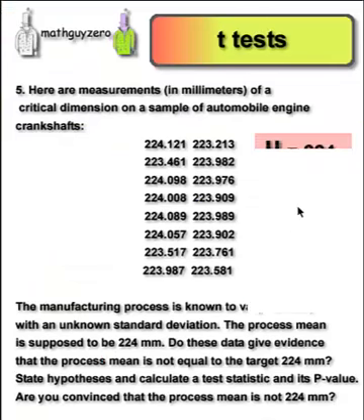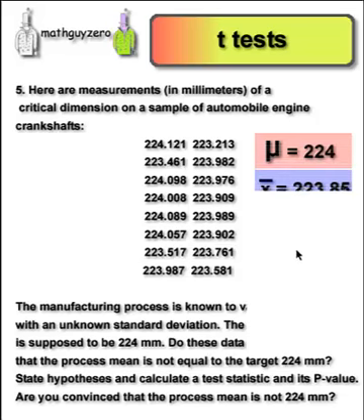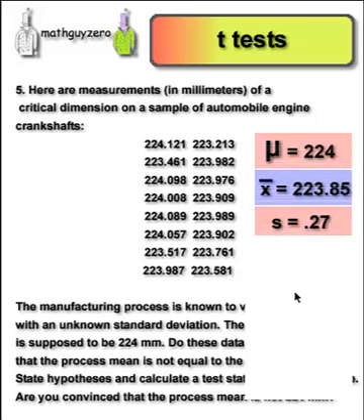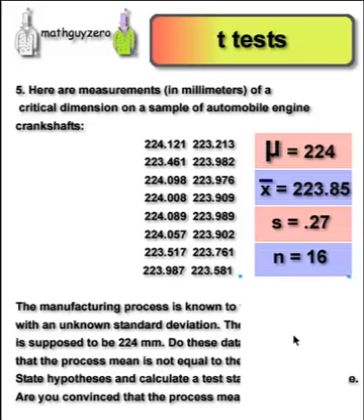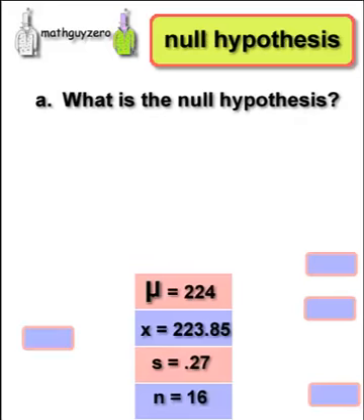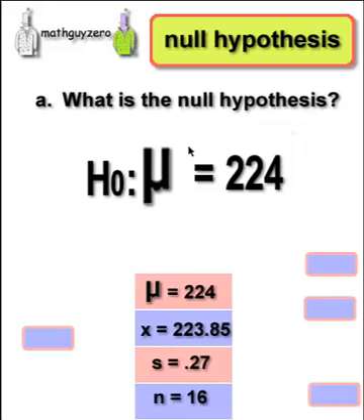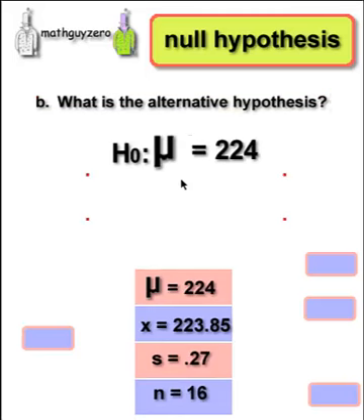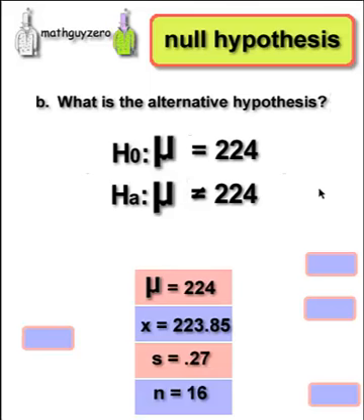Okay, so the stated mean is 224. We found the sample mean, we found the standard error, and the sample size is 16. Let's just go through the null hypothesis testing process. First thing you do is state the null, which is just repeating what the mean is. And the alternative hypothesis is a not equal to. They don't say greater than or less than, they just say not equal to.